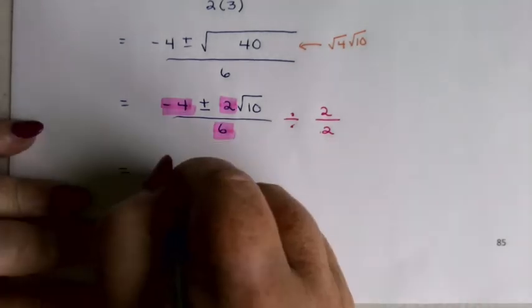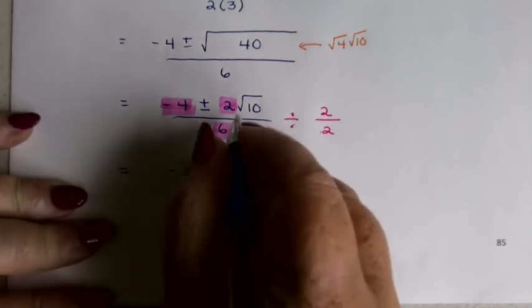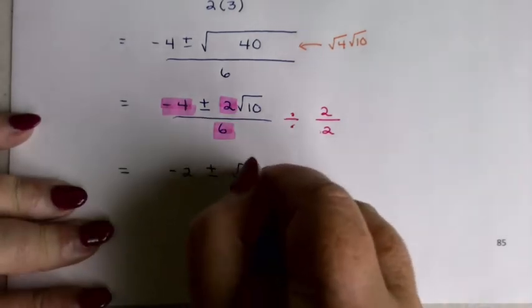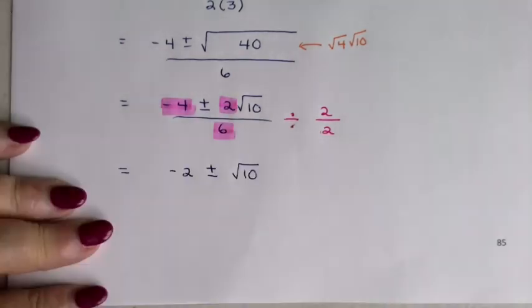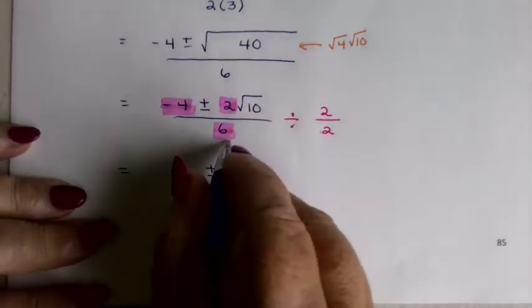I'll get -2 plus or minus just 1 times the square root of 10. Notice I can't divide under the radical, just the coefficient. And the denominator there is 3.